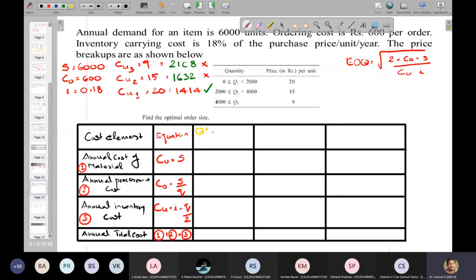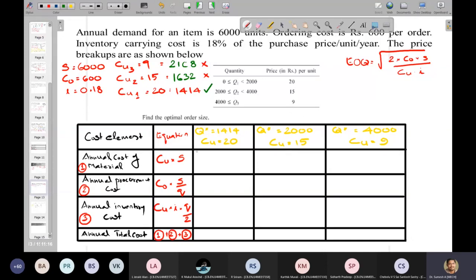Okay, so Q star equals, the Q value is here 1414, and CU is 20. Here the Q star is 2000, that is the starting range of the next one, and CU is 15. Next again Q star is 4000 and CU is 9. Okay, can you get me the result?